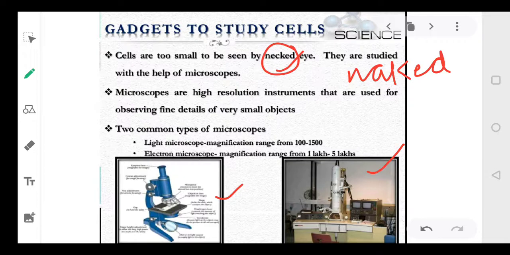So these two devices are extensively used to study the cells in different living organisms. Compound microscope is available in your lab also, and electron microscope is available in government labs and in big hospitals.